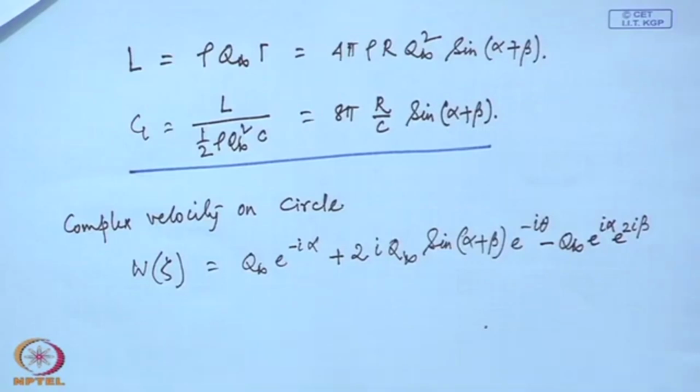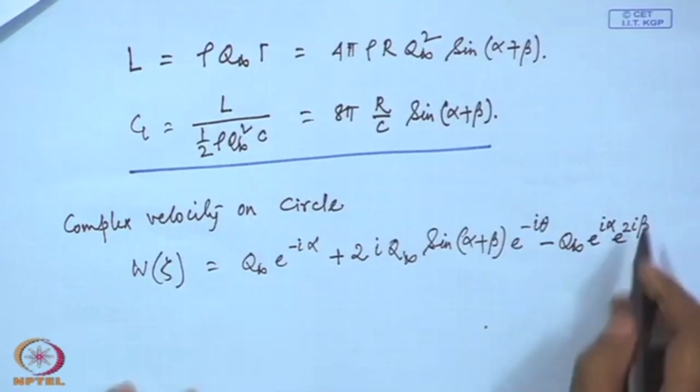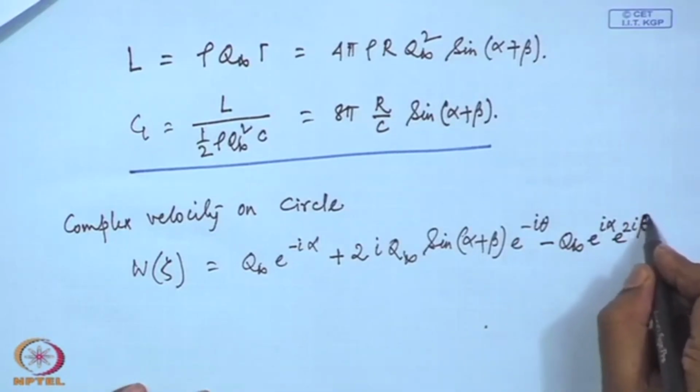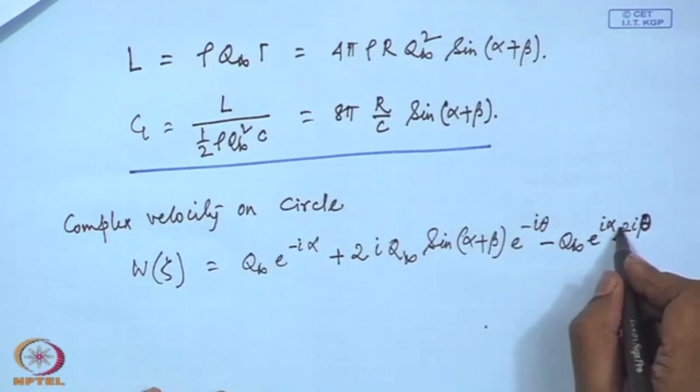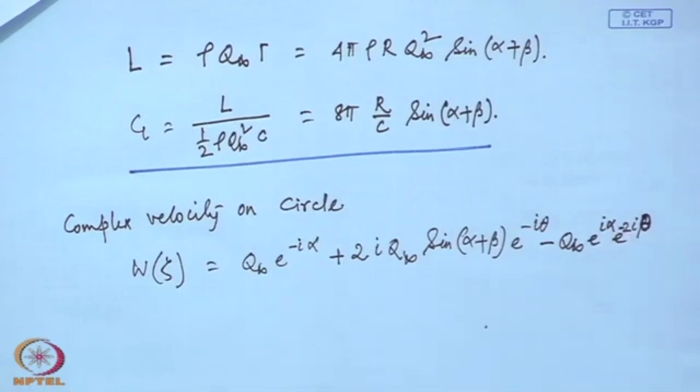Simplify. Oh, not 2 i beta, this will be 2 i theta, no? Beta is only for the trailing edge. You can simplify it. What is the last term? Yes, what happens if you simplify it?